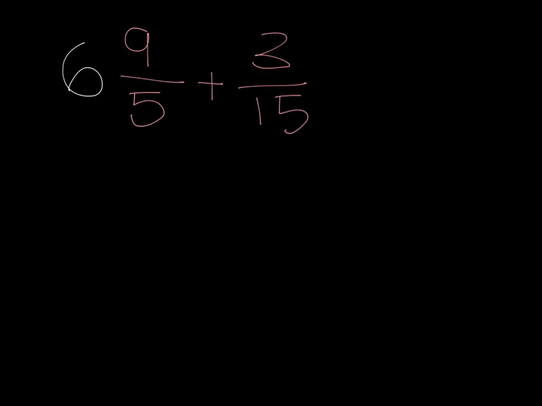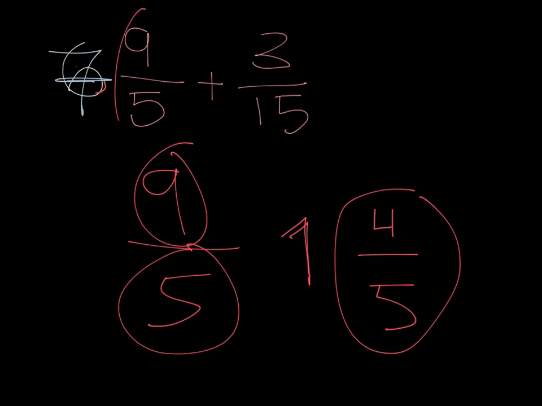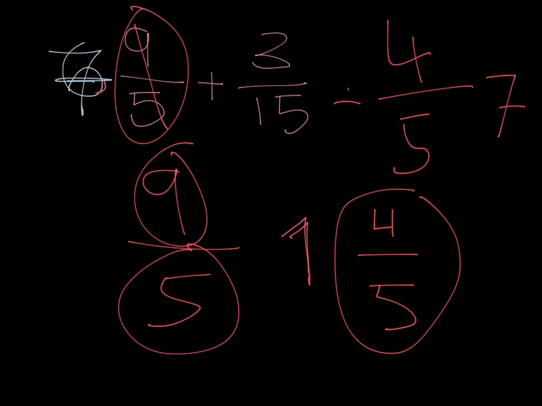So 9 fits into 5 one time, and there's 4 left, so it will be 1 whole, which you would add to 6. So the 6 would now be converted into 7, so this would be 7. And this fraction would be converted into 4/5. So it will actually be 7 wholes plus 3/15.